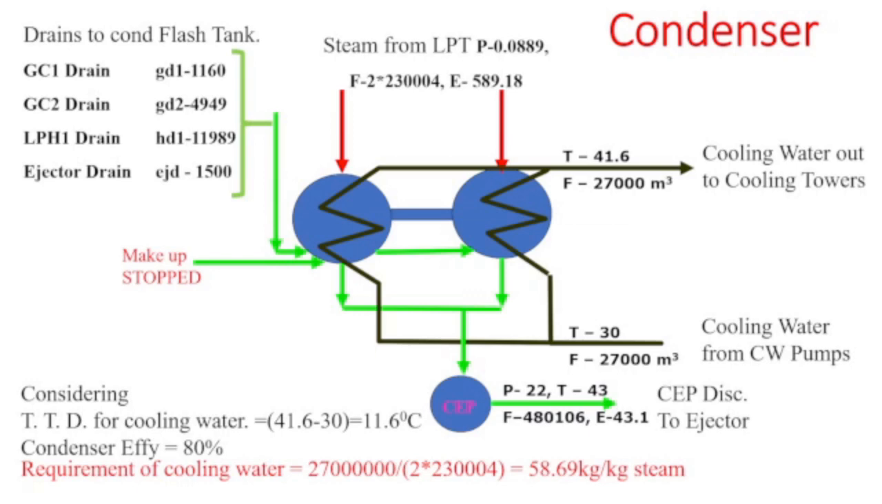The discharge pressure of the CEP is 22 kg per square centimeter. The temperature is 43 degrees centigrade. Now if you consider the outlet temperature of the cooling water to be around 41.6 degrees centigrade, that means a rise of around 11.6 degrees centigrade, and the condenser efficiency of around 80%, then the requirement of cooling water would be around 58.69 kg of cooling water per kg of steam.